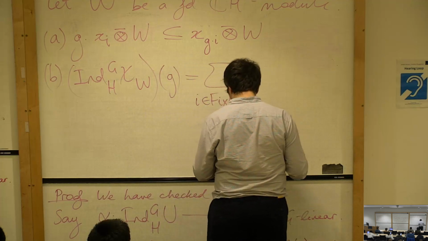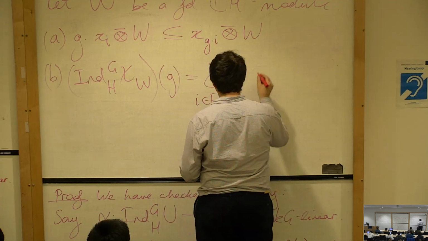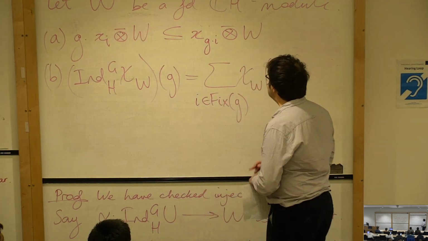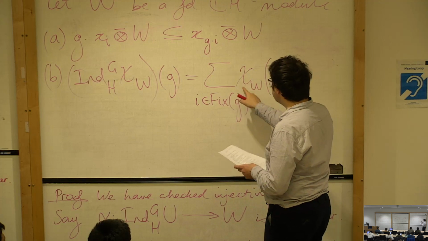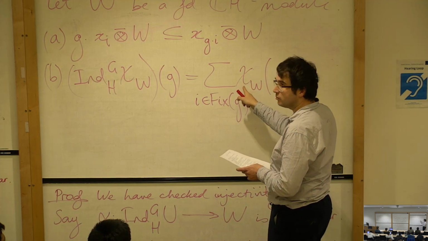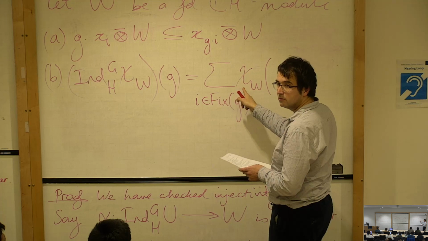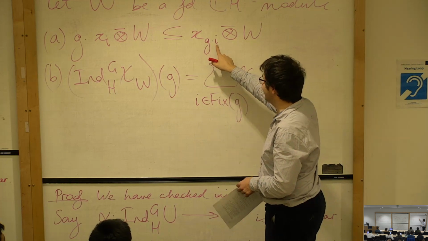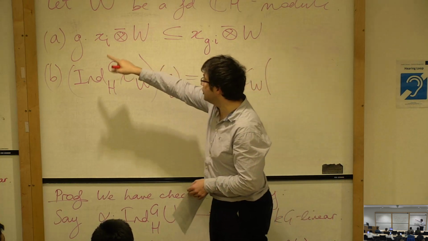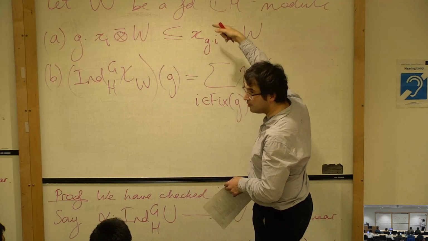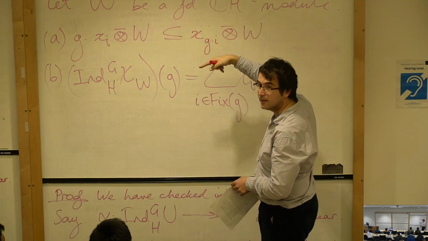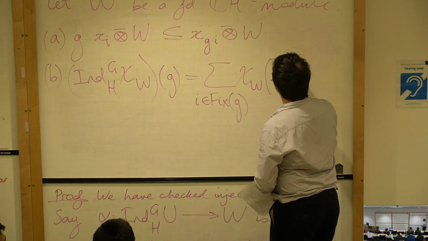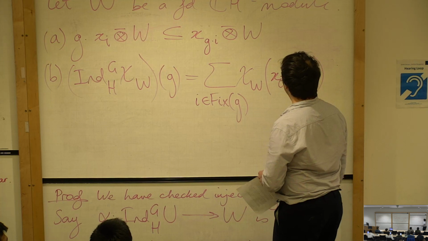Make the sum over all fixed points of little g on the indices of the character values of what? Well, chi_W is a function on H, so I have to feed into it an element of H. But fortunately, i is fixed by g, so g.i equals i. That being the case, g x_i is in x_i H, and so x_i inverse g x_i is in H. And that's it.